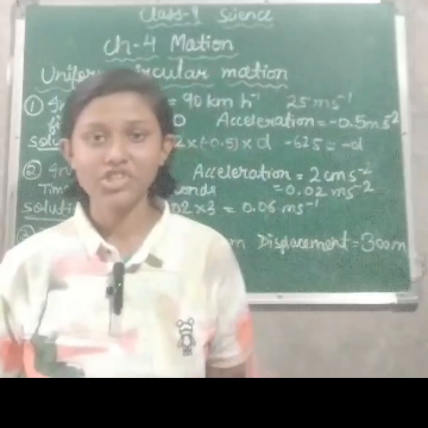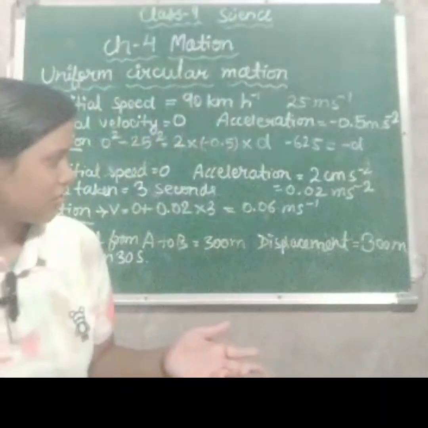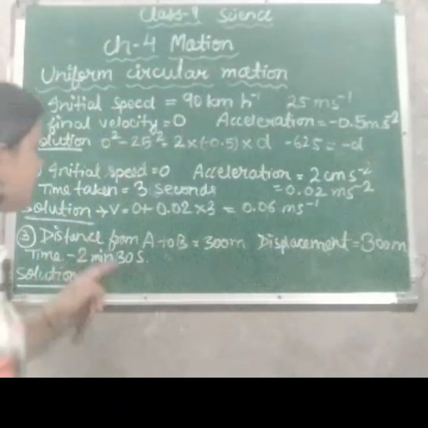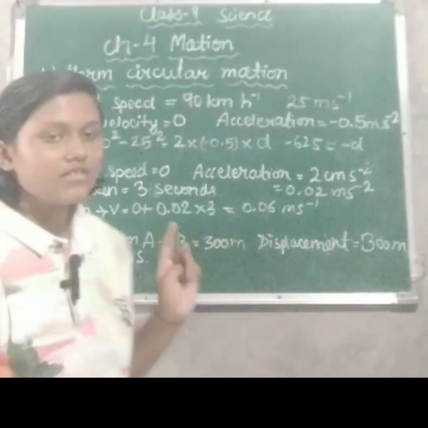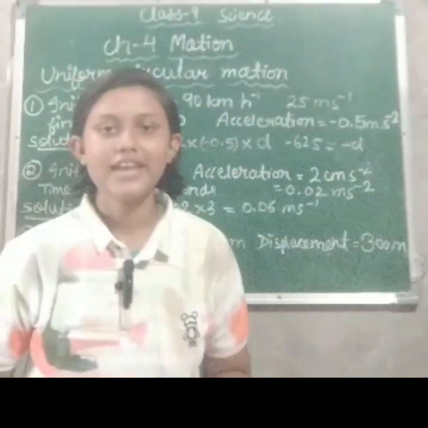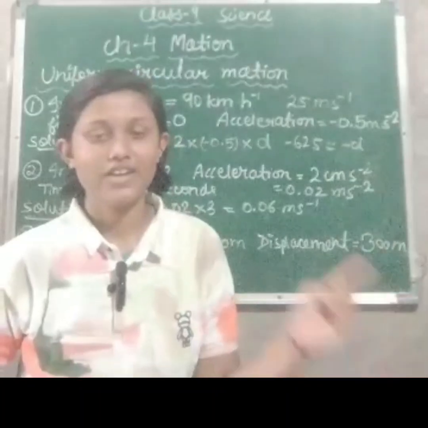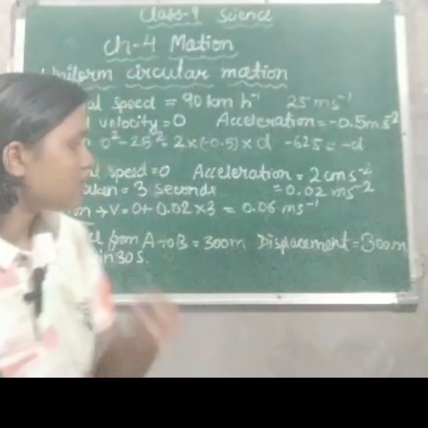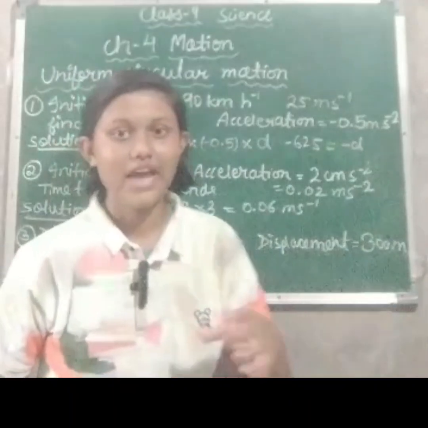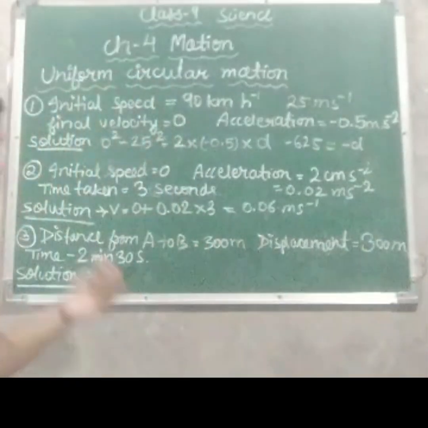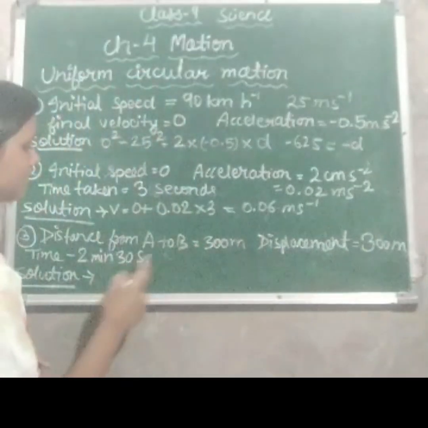So friends, the information given in this question is: distance from A to B is 300 meters. And as this question says that it is a straight line, the displacement is also the same as the distance, which is 300 meters. And the time that he took to complete his jogging is 2 minutes and 30 seconds.